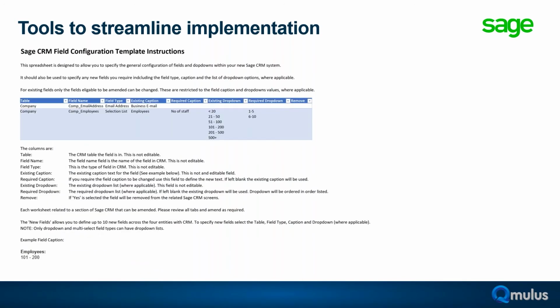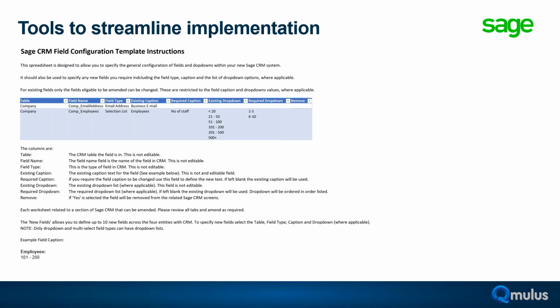A second document that we send to the customer is the Sage CRM field configuration template. This document is designed to allow the customer to specify field caption changes, drop-down values where applicable on drop-down fields, and fields that they do not require. So I mentioned when we looked at the sales and support elements that we do minor drop-down of fields, and this is where we actually get that information out of the customer. So this includes front page instructions and various tabs at each of the core entities previously mentioned.